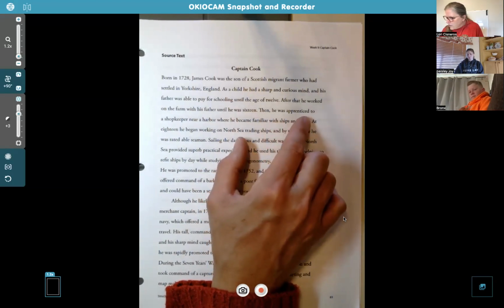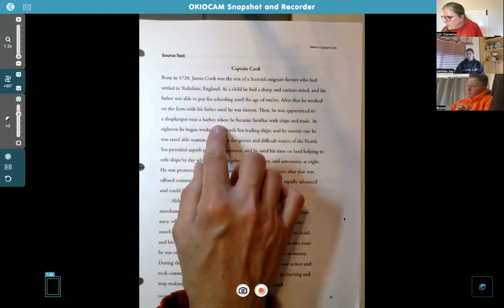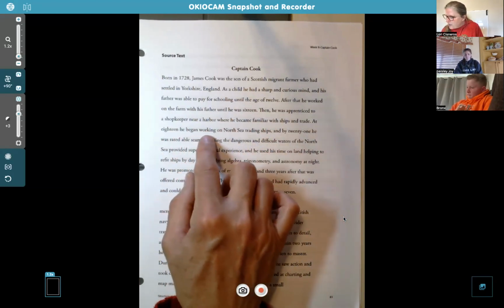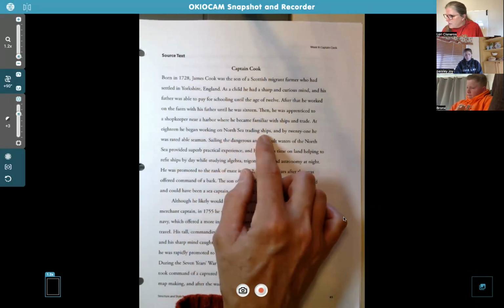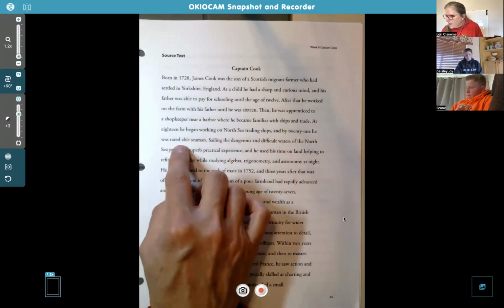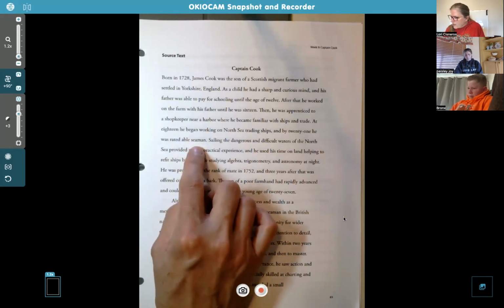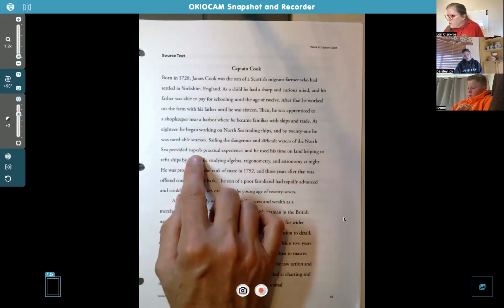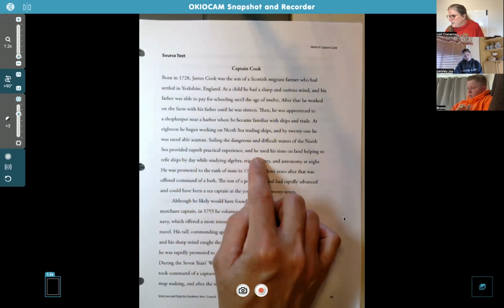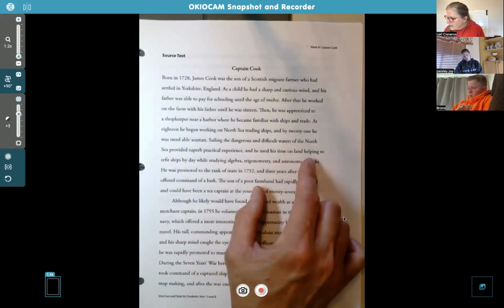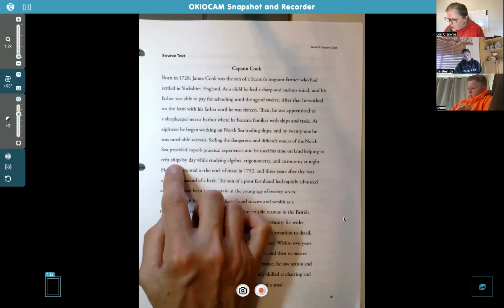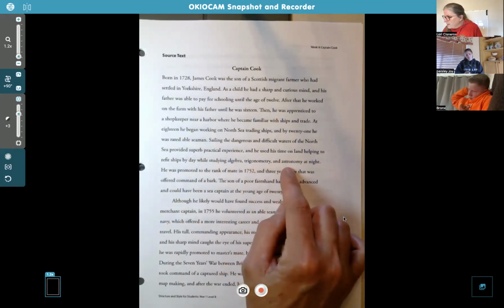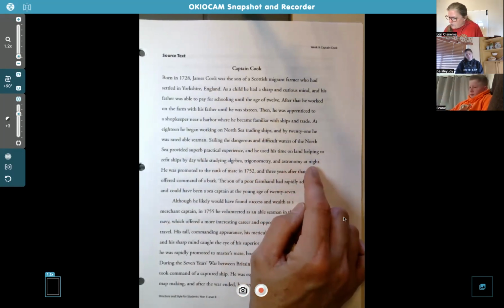Then he was apprenticed to a shopkeeper near a harbor where he became familiar with ships and trade. At 18, he began working on North Sea trading ships, and by 21, he was rated able seaman. Sailing the dangerous and difficult waters of the North Sea provided superb practical experience, and he used his time on land helping to refit ships by day while studying algebra, trigonometry, and astronomy at night. This guy was very smart.